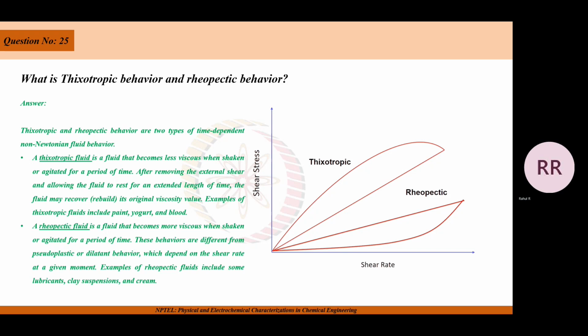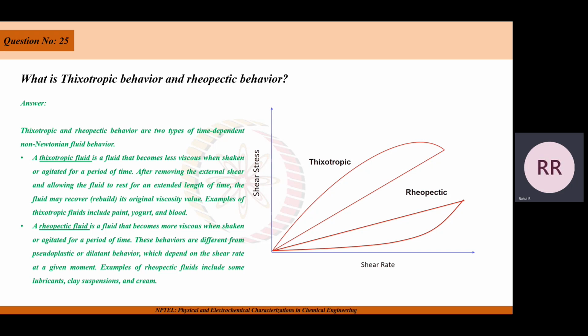So a rheopectic fluid becomes more viscous when it is shaken or agitated for a certain period of time, whereas a thixotropic fluid is the opposite: when it is shaken, it becomes less viscous. Thixotropic becomes less viscous after agitation. Rheopectic becomes more viscous after agitation. That can be observed from the graph as shown here.